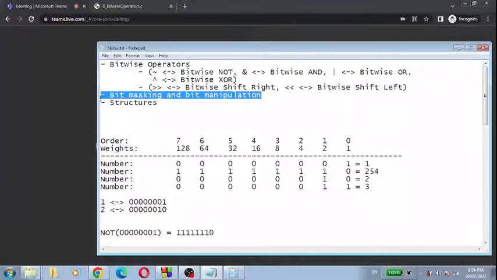Now we are going to talk about something called bit masking and bit manipulation. Of course, we could consider these topics as the same. Bit masking and bit manipulation are the same topic actually. I consider them the same, two names for the same behavior. So now let's get into this topic.